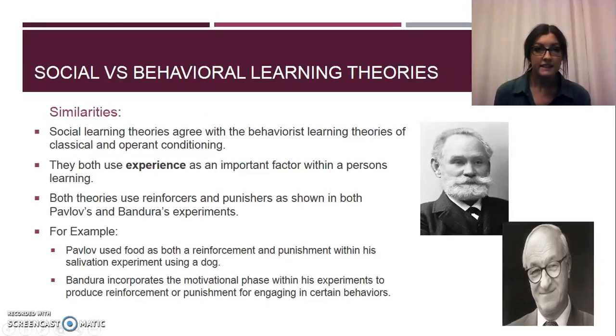The similarities in the social and behavioral learning theories are that social learning theories agree with the behavioralist learning theories of classical and operant conditioning. They both use experience as an important factor within a person's learning. Both theories use reinforcers and punishers, as shown in both Pavlov's and Bandura's experiments.